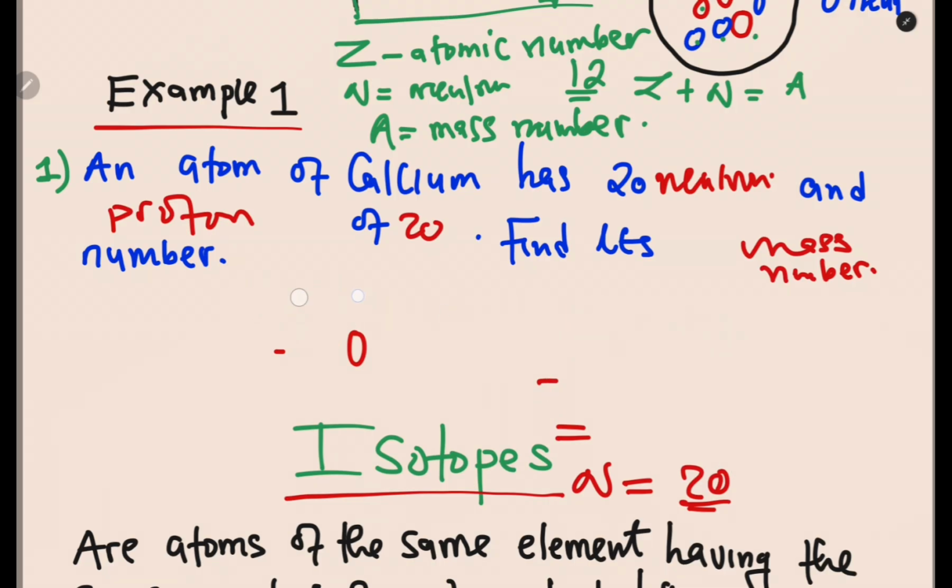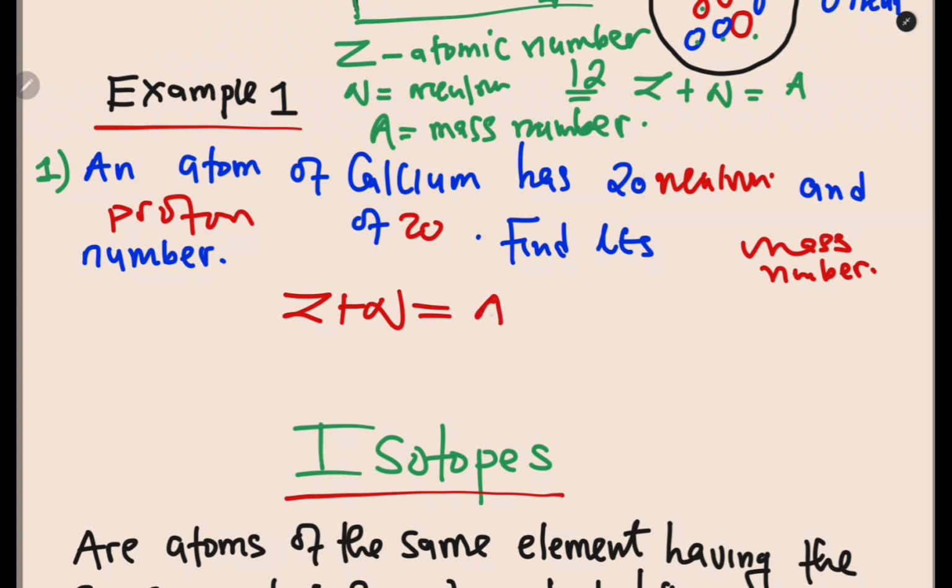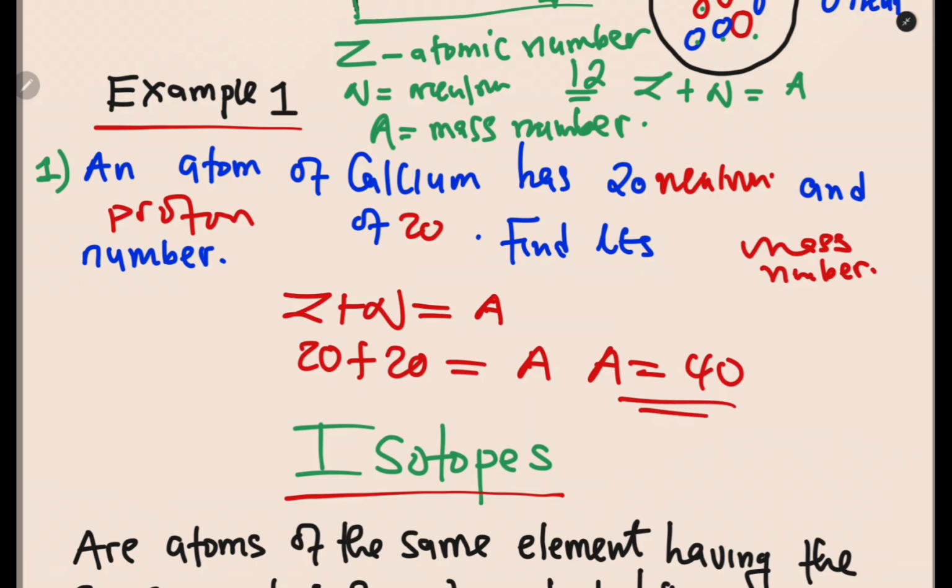This time around you're finding the mass number, which is A. So Z plus N equal to A. You're going to put 20 plus 20 equal to A, and this A gives you 40. So that is how you find the mass number. Okay, and I hope that up to this point you have followed.